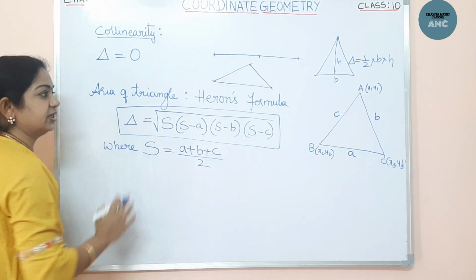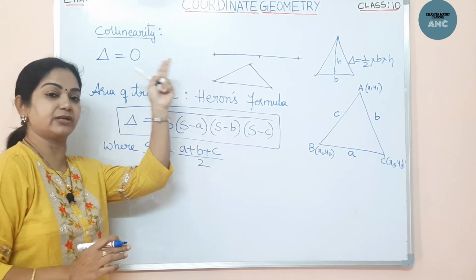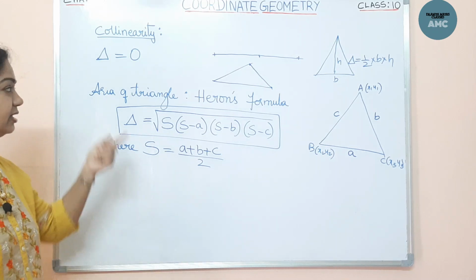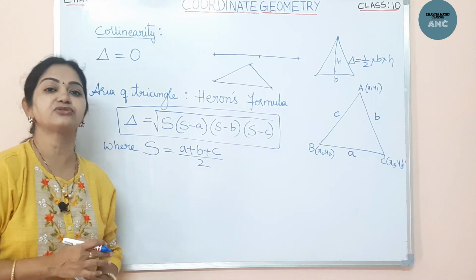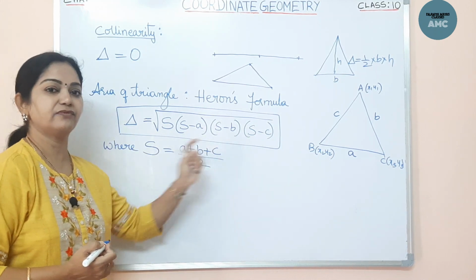Okay. So, using these three, that is the collinearity. When you say collinear, the points are collinear when the area of the triangle is 0, isn't it? Then the points are collinear. And if asked to find the area of a triangle through Heron's formula, you have to use this formula.